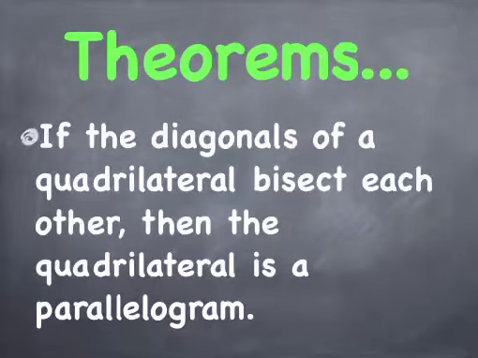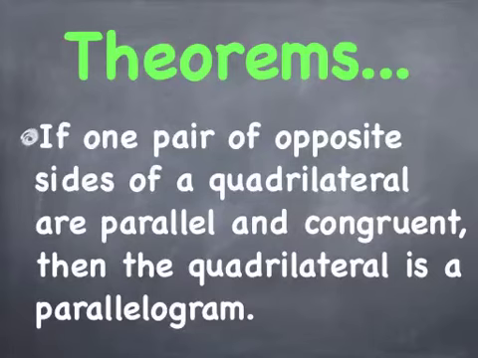If the diagonals of a quadrilateral bisect each other, then the quadrilateral is a parallelogram. And if one pair of opposite sides of a quadrilateral are parallel and congruent, then the quadrilateral is a parallelogram.